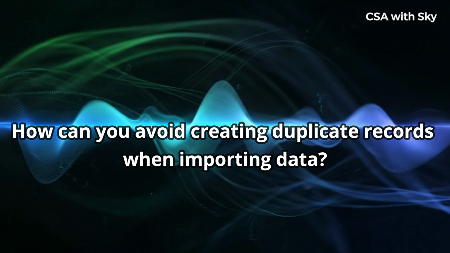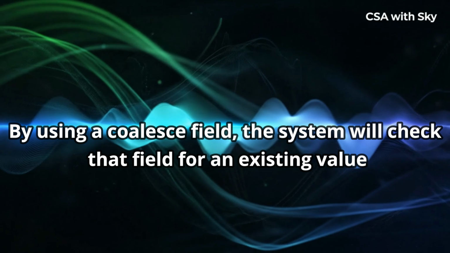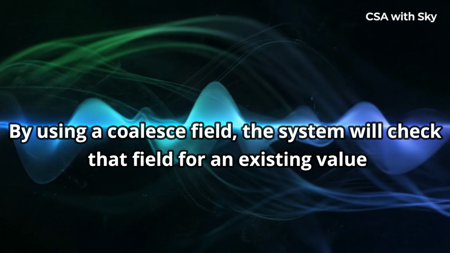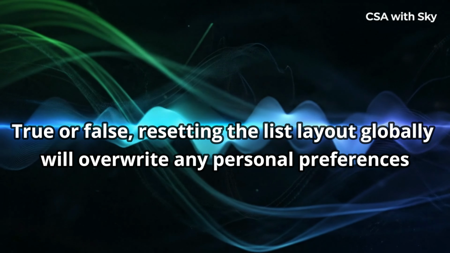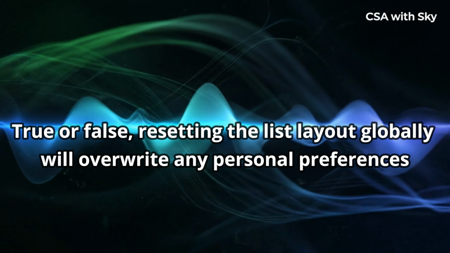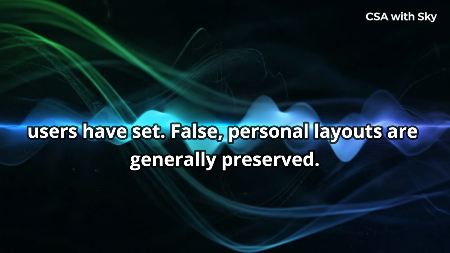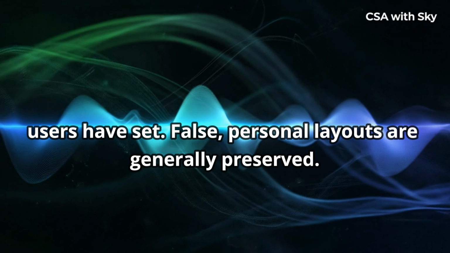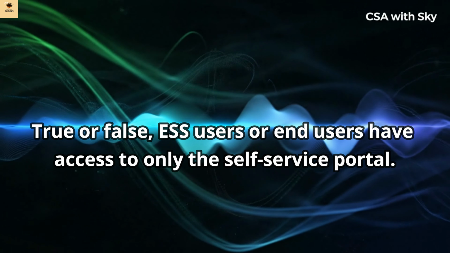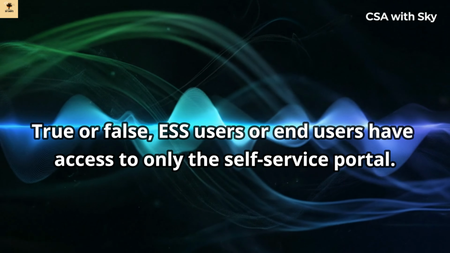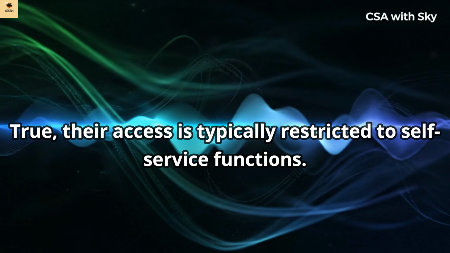How can you avoid creating duplicate records when importing data? By using a coalesce field, the system will check that field for an existing value before creating a new record. True or false? Resetting the list layout globally will overwrite any personal preferences users have set. False. Personal layouts are generally preserved. True or false? ESS users or end users have access to only the self-service portal. True. Their access is typically restricted to self-service functions.